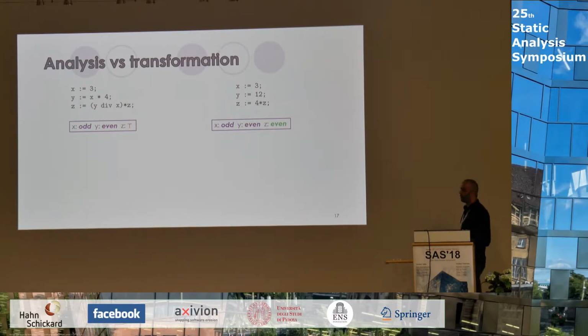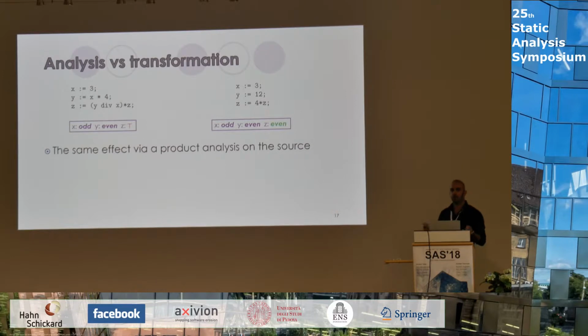So we know that on the transformed program, if you run the parity analysis, you're going to get a more precise result than on the source program. What's interesting is that we can match the precision by running a very simple analysis on the source program that does not involve bisimulation whatsoever. So we can use essentially the product of the constant domain and parity domain.